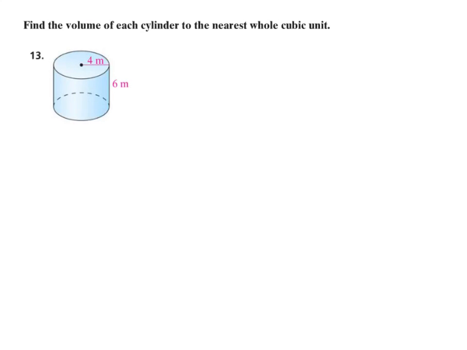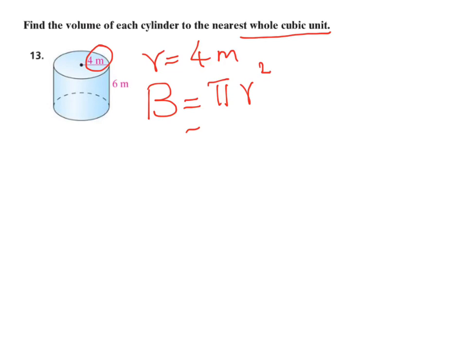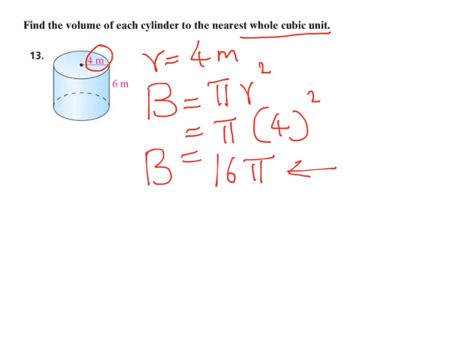Find the volume of each cylinder to the nearest whole cubic unit. Now in the cylinder, we know the radius, which is 4 meters. So can we find out the area of the base? And the base is a circle. So it's pi r squared, which is pi times 4 squared, which is going to be equal to 16 pi. Let's use the pi in the end of our calculation. So base is 16 pi meter square.